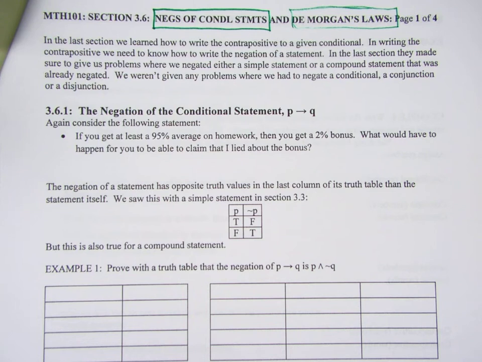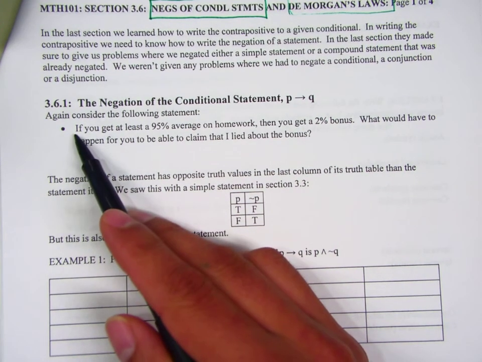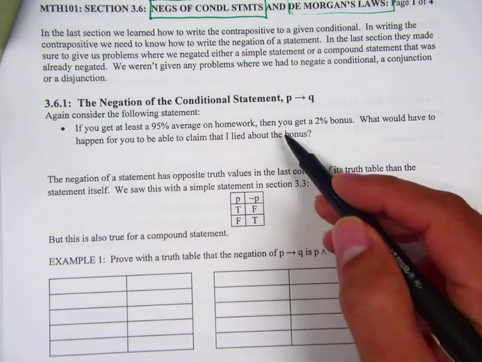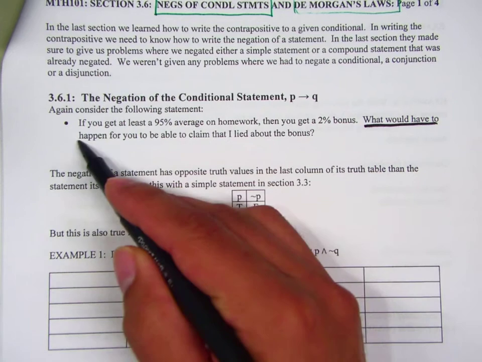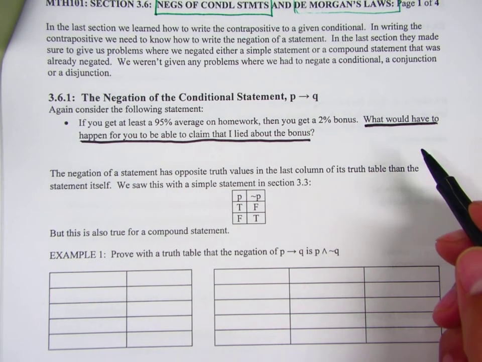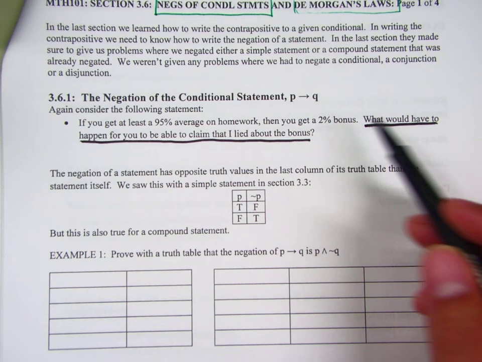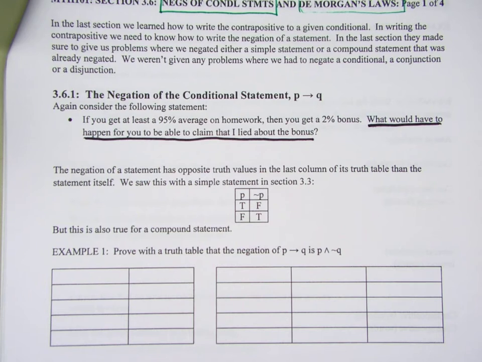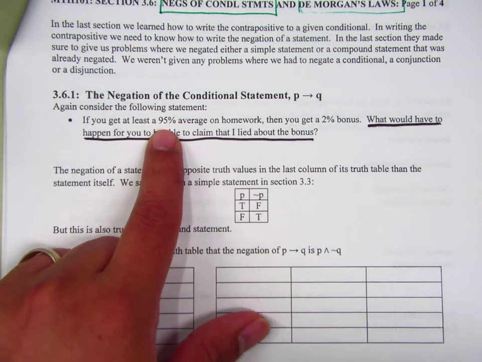Okay, we kind of talked about this a little bit yesterday, but here's an example. If you get a 95% average on homework, then you get a 2% bonus. Okay? And this is the key to figure out what the negation is going to be for this if-then statement, is what would have to happen in order for you to say, oh, you lied to us. Okay? If I offer you this incentive, you get a 95 on homework, then you get a 2% bonus, when would you be upset? When would you say I lied to you? And what else? And you did get a 95 on homework.